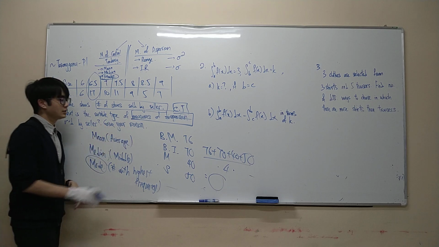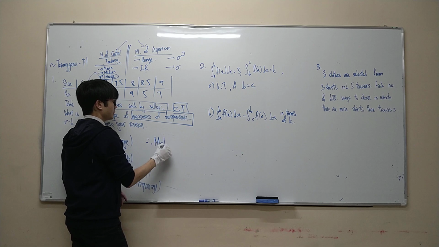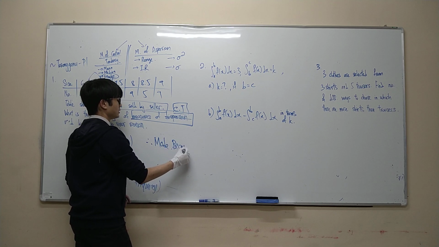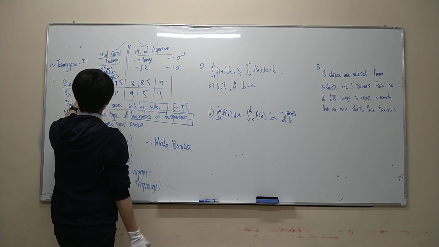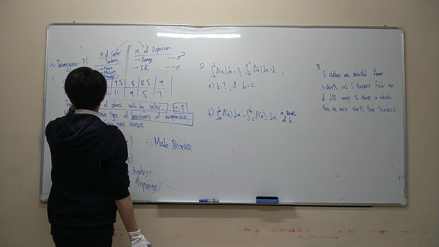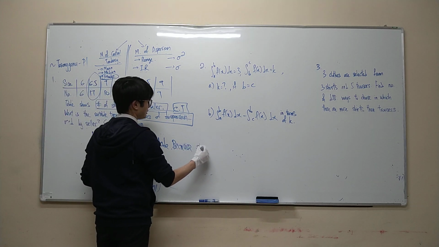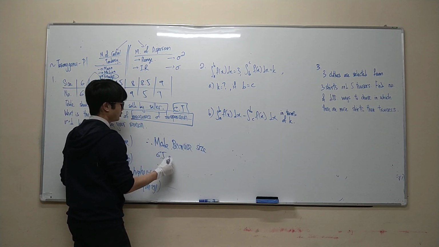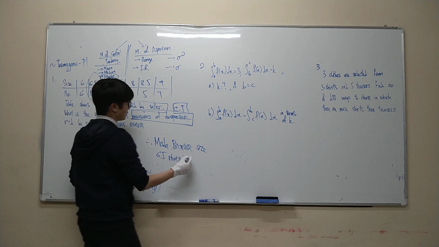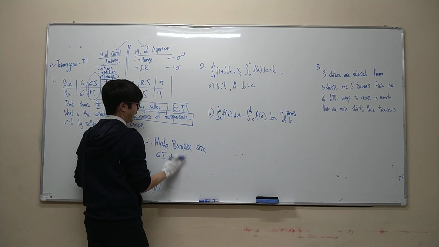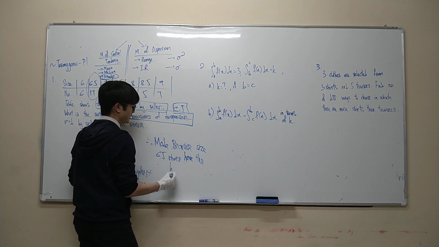So they want you to give a reason. So let me erase here. You can write mode because 6.5 shoes have the highest demand.